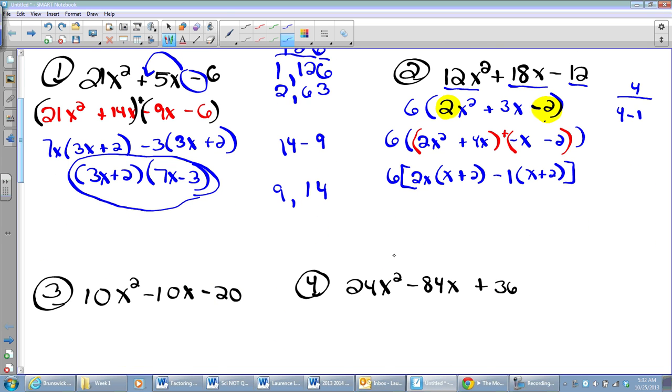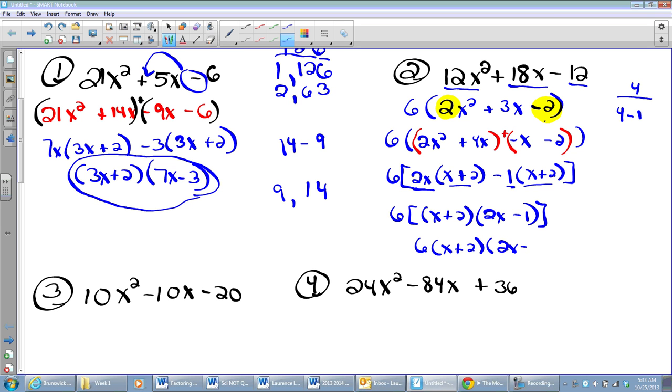So now I'm still working inside. I got my 6 out front. Okay, I'm going to have this bracket. I'm going to factor out this GCF and get an x plus 2. And then I'll be left with a 2x minus a 1. Okay. Now the best answer wouldn't have this extra set of brackets in it because they're unnecessary now. I needed them to help me understand what was going on, but here's my best answer.